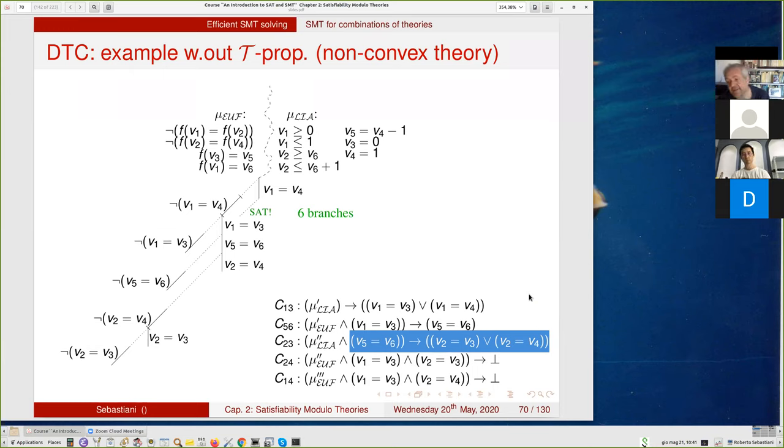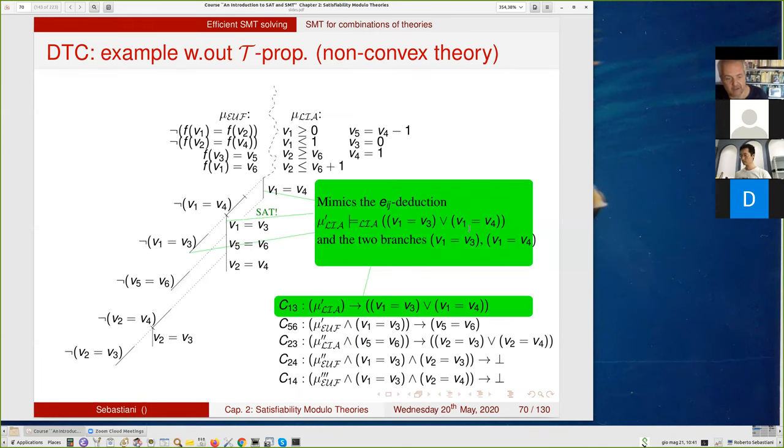The first remark is that these 3 steps mimic exactly the deduction capability that we have seen in the theory solver. So we don't need any more deduction capabilities in the theory solvers. So notice that these 3 steps are equivalent to deductions. So for instance, this one is like a deduction in UF.